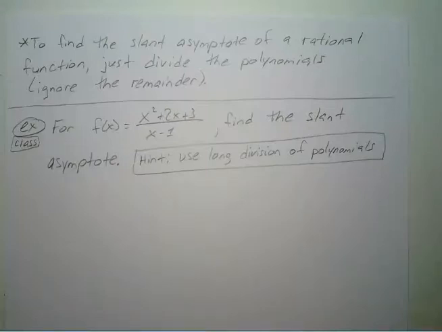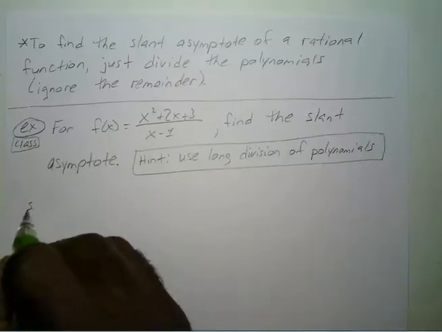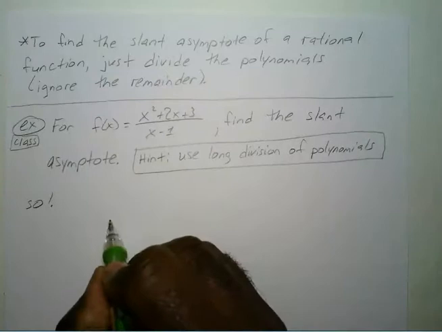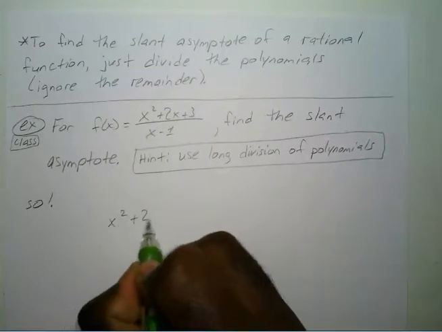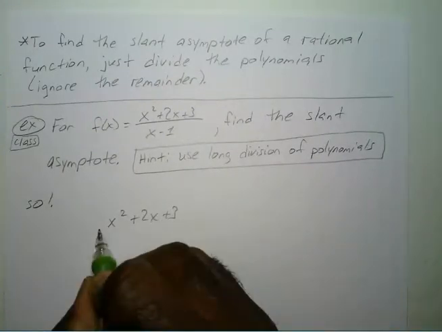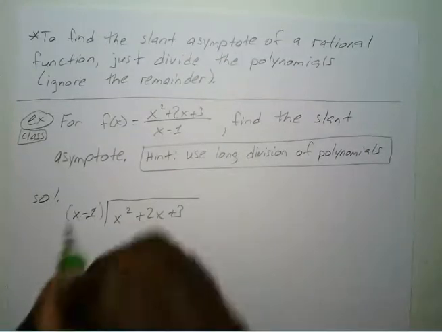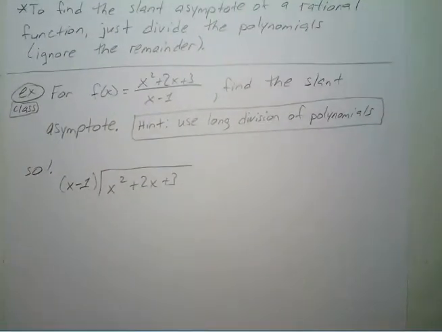All right, so I'm assuming you have pressed pause and already worked this one out. So let's go ahead and verify your answer. So you have x squared plus 2x plus 3 divided by x minus 1. So we're going to use long division. We could use synthetic division, but we need the long division practice.